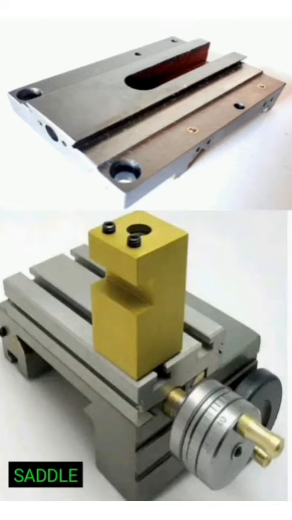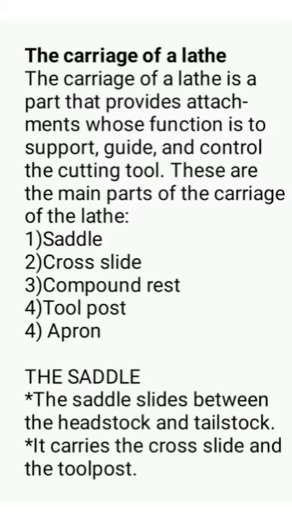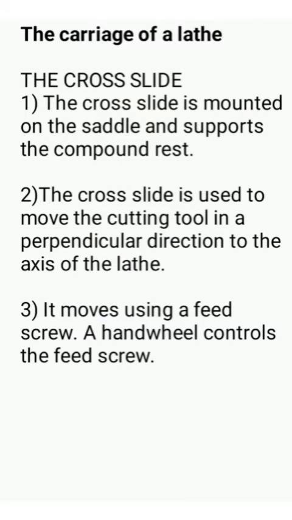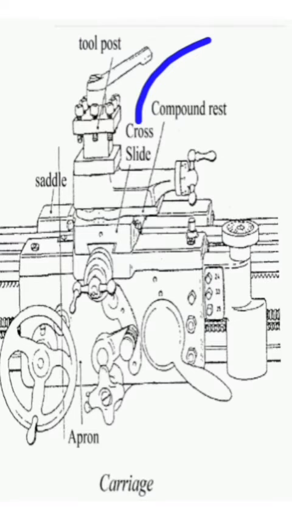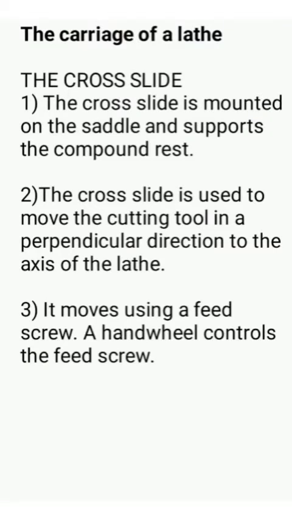Still on carriage of lathe machine. Talk about the cross slide. The cross slide is mounted on the saddle and supports the compound rest. The cross slide is also used to move the cutting tool in a perpendicular direction to the axis of the lathe. It moves using a feed screw. The hand wheel controls the feed screw.